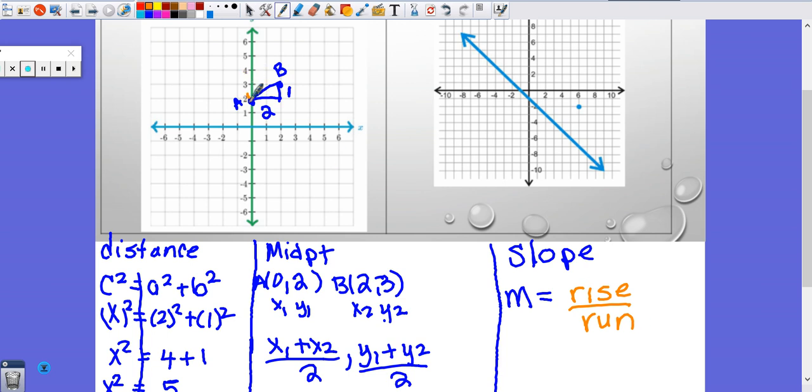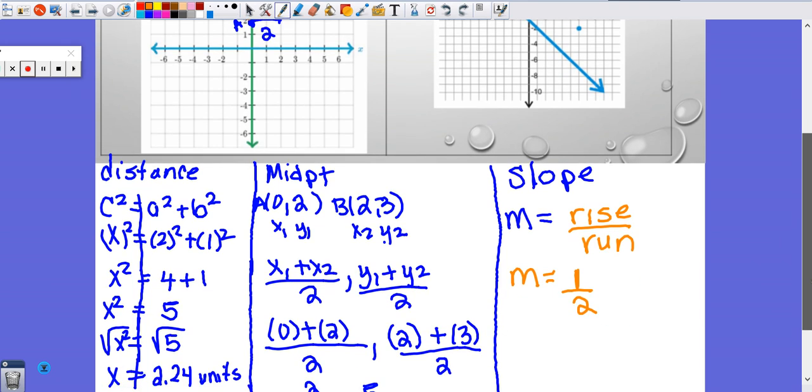So I need to rise up 1 to get to the other point. So my rise is 1, and it's positive 1 since I'm going up. And my run is 1, 2. It's positive 2 since I'm going to the right. So the slope here is 1/2. And we did all 3.